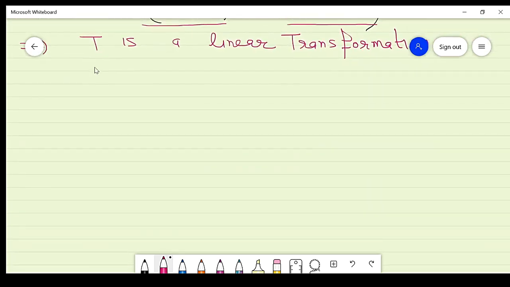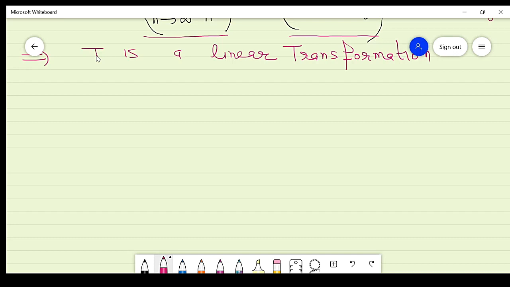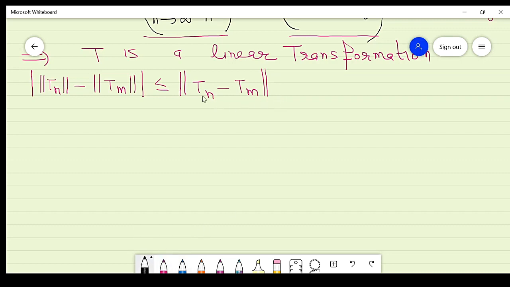Now second, to prove that it is bounded. To prove it is bounded, our purpose is to prove that the norm of Tx is less than or equal to some value, right? Now we are already aware of the property: the absolute value of norm of Tn minus norm of Tm is less than or equal to norm of Tn minus Tm, right? And because of Cauchy sequence, it approaches 0 as m, n approach infinity.